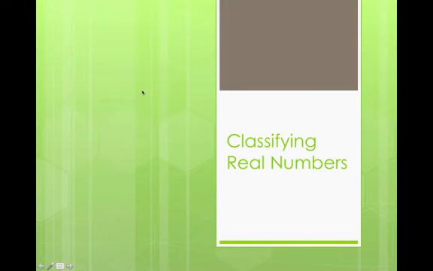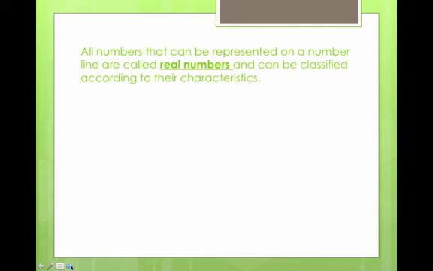Okay, so we are looking at classifying real numbers. All numbers that can be represented on a number line are called real numbers. We touched on this just a little bit before when we talked about having a square root of a negative number. That is not a real number. We cannot have that. But we will later on in Algebra 2 come up with imaginary numbers. But we've got different classifications for those real numbers.